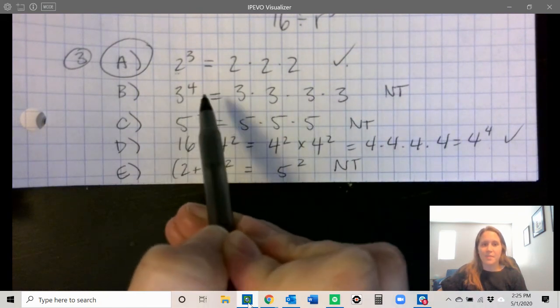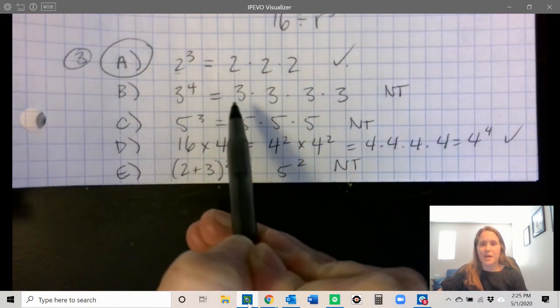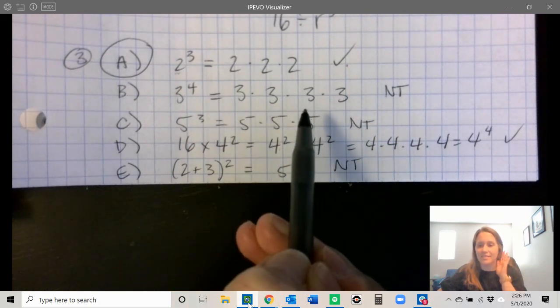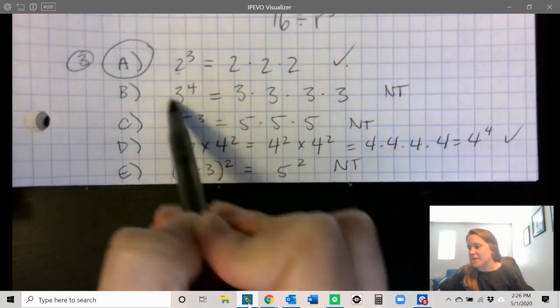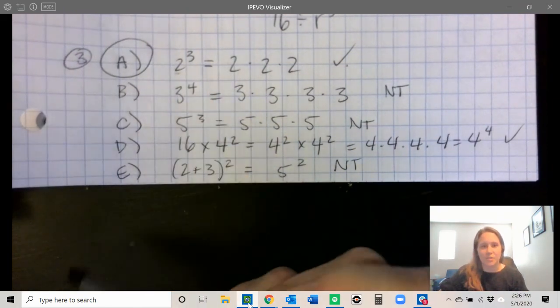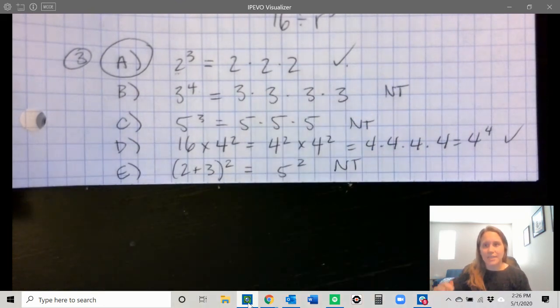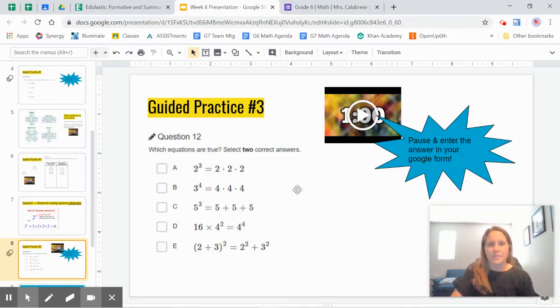B was talking about 3 to the power of 4. 3 to the power of 4 looks like this. This is called expanded form. This is called, yes, and this 3 to the 4th is exponential form. This did not match the answer choice B. I'll just show you one more time. Answer choice B said 4 times itself 3 times. Those are not equivalent expressions. Those are different from each other. So B is not true. B is a great one to make sure that you have correct on your paper because it's a common mistake.